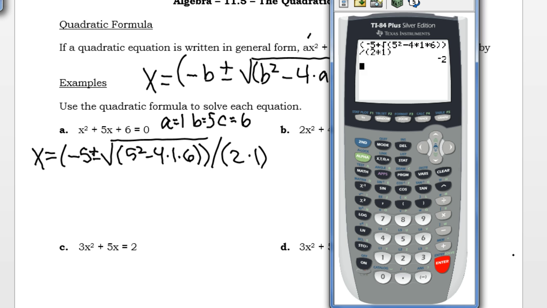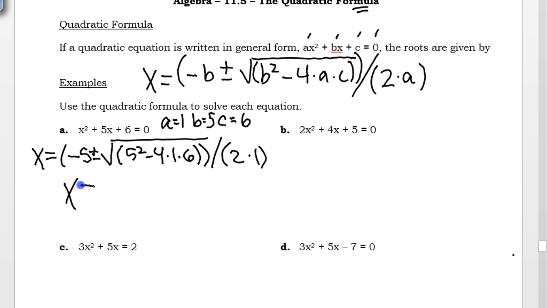I got -2 for my plus answer. And look how handy-dandy this calculator is. I don't even have to retype it. I just have to change that plus sign to a minus sign, and I get my other answer. So I have x is -2 and -3.